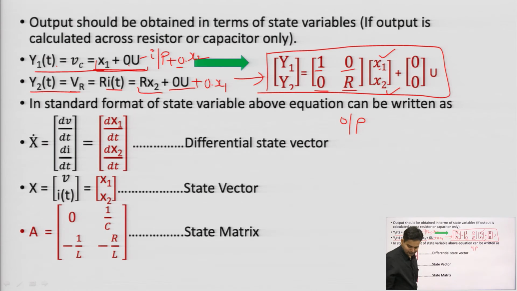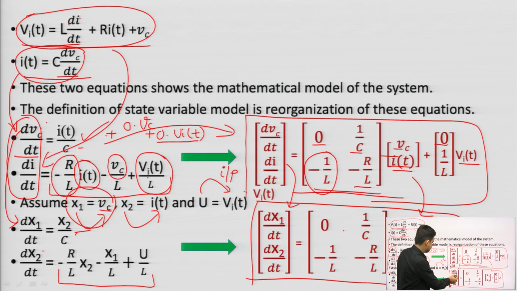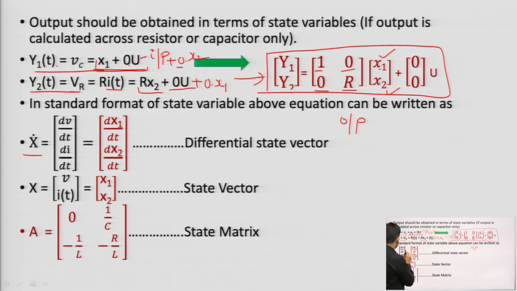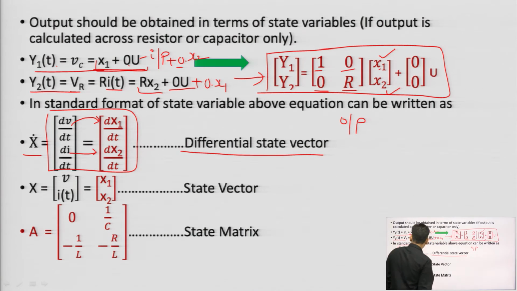So, here if I observe my matrix, this term dx1/dt, I am assuming this differential term in terms of x1 dot. So, dx1 over dt can be written as x1 dot, dx2 over dt can be written as x2 dot. Okay. So, they are the differential state variables. So, x dot basically gives you this term, it means dv by dt can be written as dx1 over dt and di over dt can be written as dx2 over dt, and this is known as the differential state vector. X we know very well, v and i, x1 and x2, they are the state vector. The A matrix will give us the state matrix.